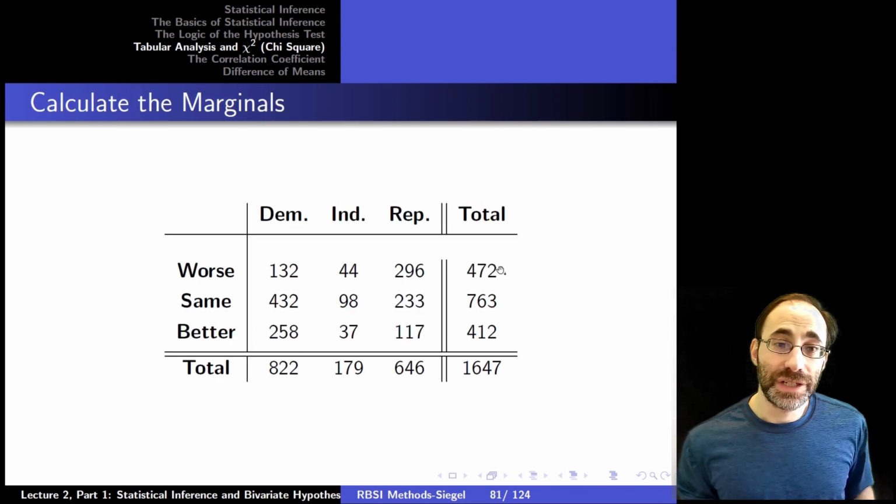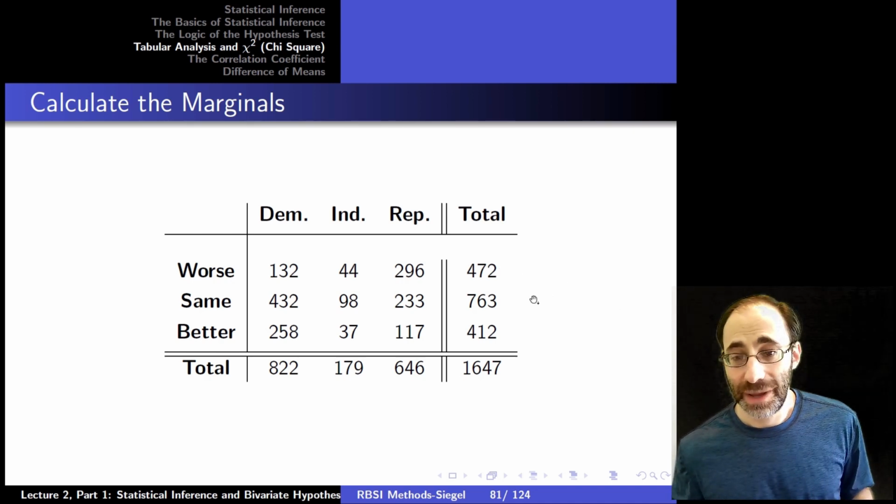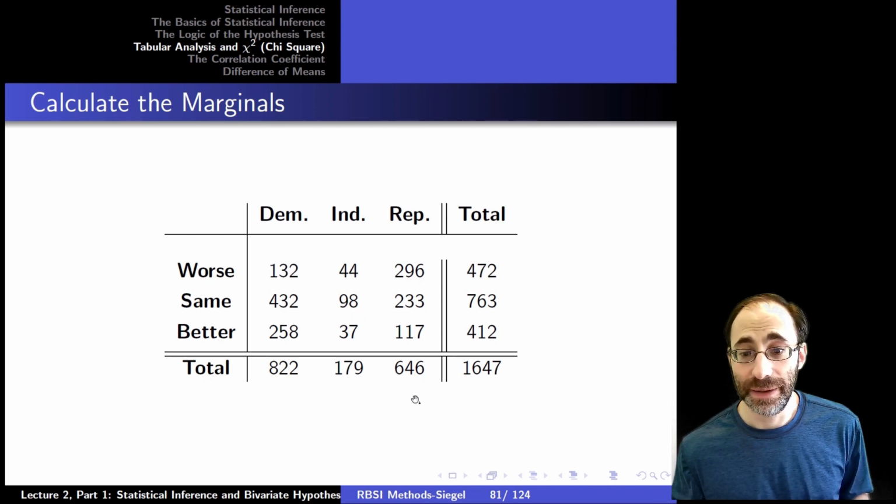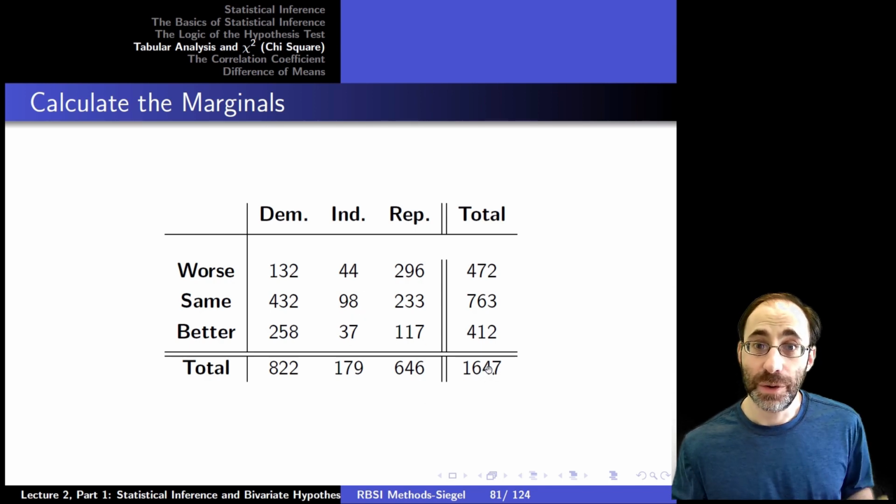Okay. So how do we do this? Well, the first step is to calculate the marginals. So we add up each row and each column to get the marginal values for each row and each column, and then add them all up to get the total number of data points in the data. Here it's 1,600 or so.